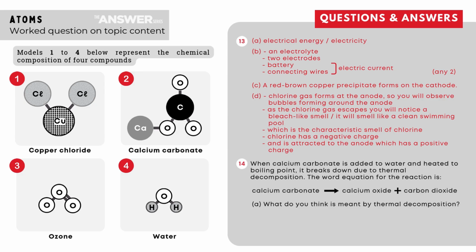Question 14. When calcium carbonate is added to water and heated to boiling point, it breaks down due to thermal decomposition. So we had the calcium carbonate in a previous question, 12, where it was just mixed with the water, but now it's being heated and it breaks down due to thermal decomposition. The word equation is provided. Calcium carbonate changes to calcium oxide and carbon dioxide.